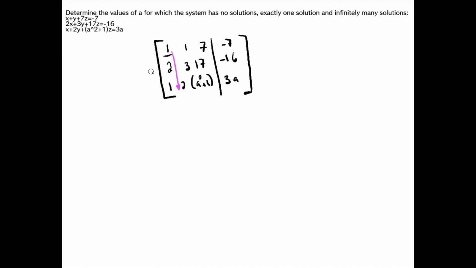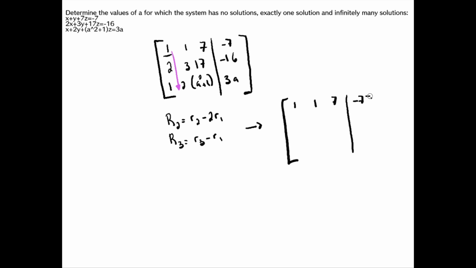So let's see. Let's start with row 2. Our new row 2 is going to be our old row 2 minus 2 times row 1. So 2 minus 2 is 0. Let's just do 2 things at a time to make this a little bit quicker. So our new row 3 is equal to our old row 3 minus row 1, because 1 minus 1 is 0. Now if we just take this out, write it here, make it a little bit bigger, row 1 stays the same.